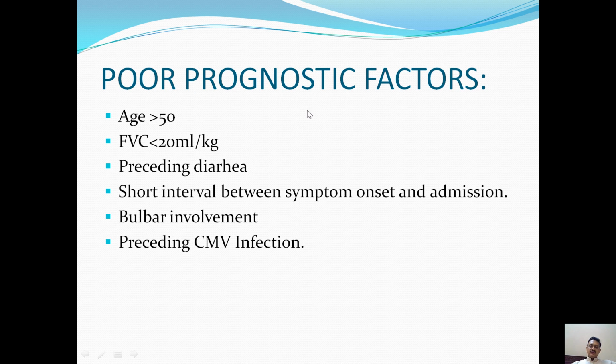These are the poor prognostic factors. If one is having GBS with one of these factors, that means the patient will have a poor outcome. Age more than 50 years, older age group patients have a poor outcome. Forced vital capacity less than 20. So respiratory paralysis obviously leads to a poor prognosis. Preceding diarrhea. If there is a history of preceding diarrhea, the disease is more severe. There is a short interval between symptom onset and admission. So the patient had symptom onset and a very rapid disease, and the patient needs admission within 24 or 48 hours, and there is paralysis. That means the disease is severe, so prognosis is usually poor.